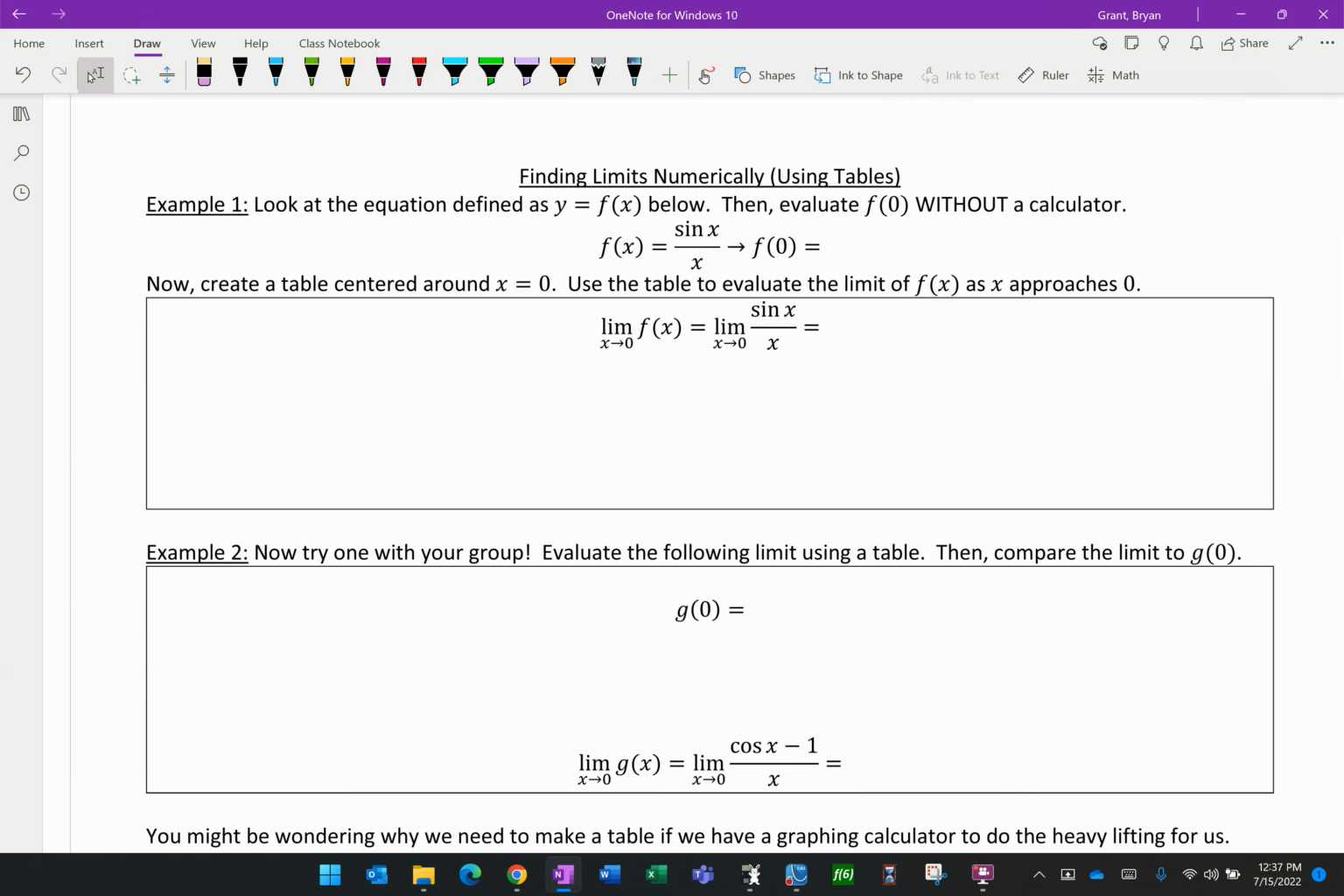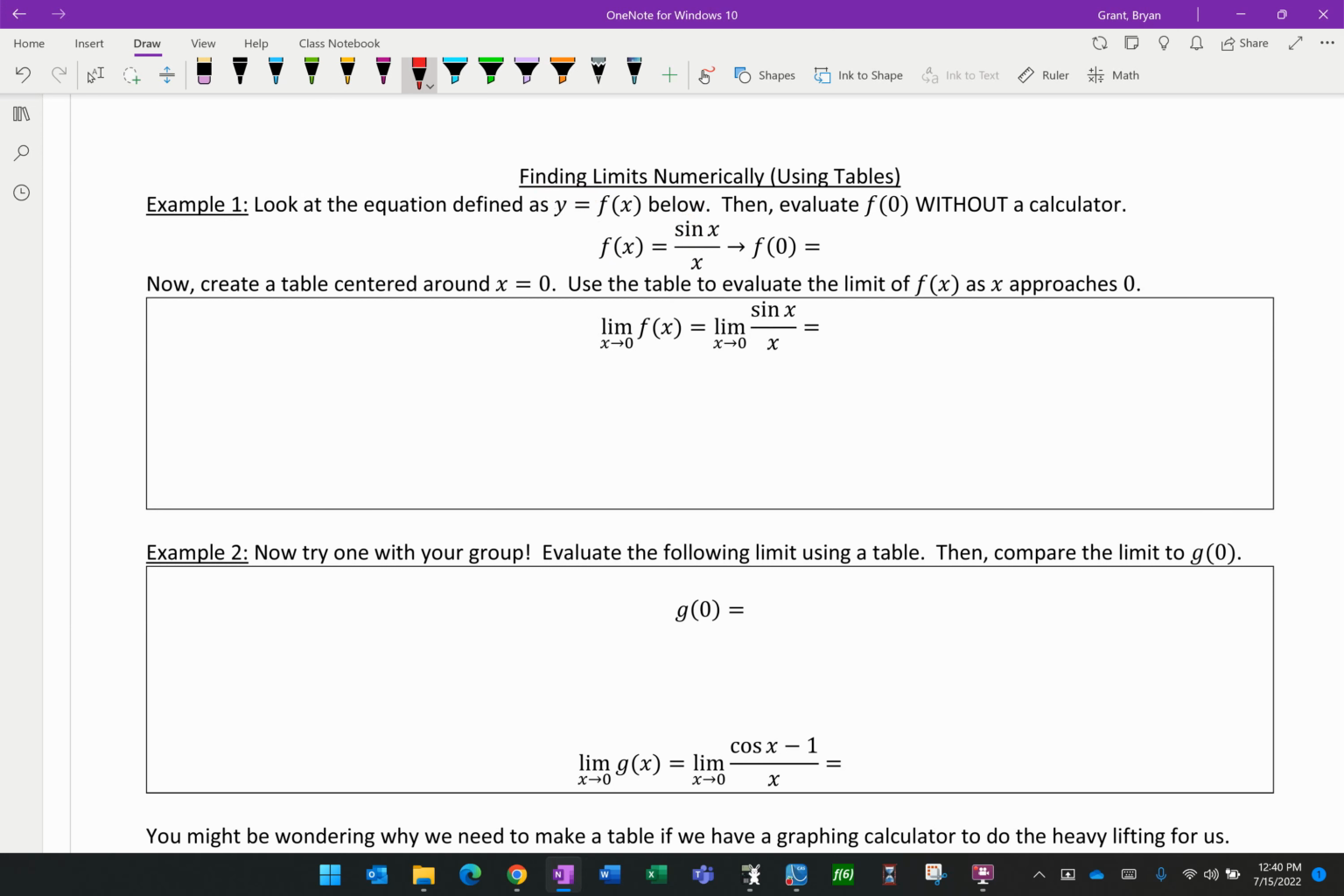Let's make some tables. All right, we come to our first example. We're going to look at the equation defined as y equals f of x below. By the way, you're going to see this notation very often. This means the outputs are called y, the inputs are called x, and f means things are happening to x. In our equation down below, the things that are happening to x are that we are taking the sine of x, and then we are dividing by another x. So this sine and this division and this x are the things that f is doing to x. So y is the output, f is the stuff happening, and x is the input.